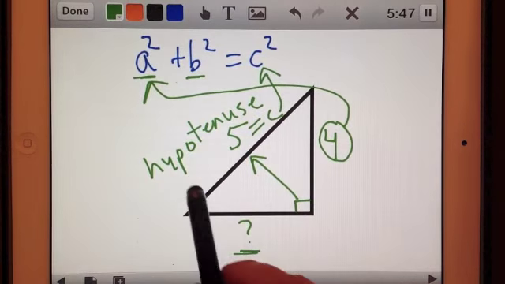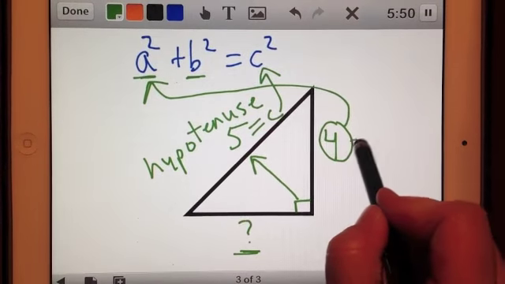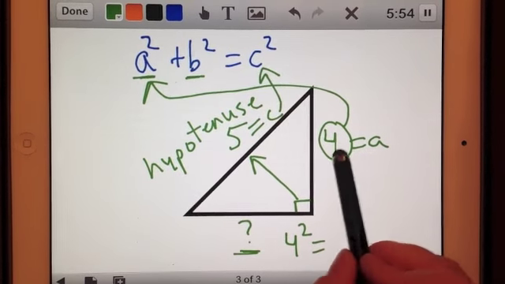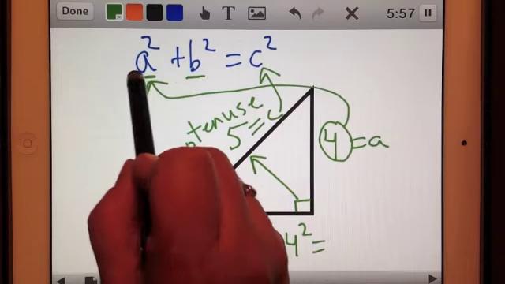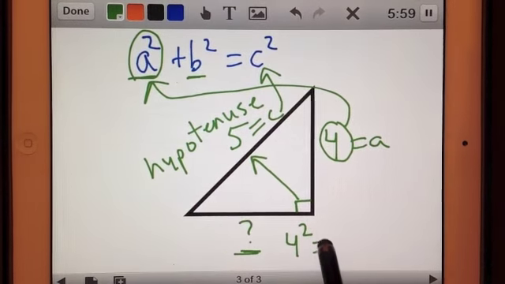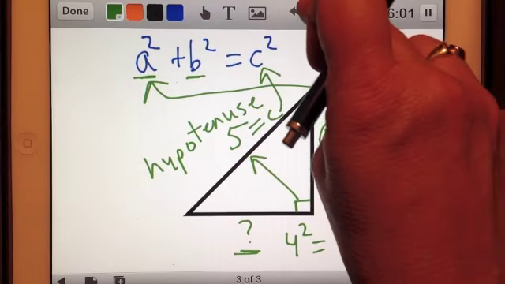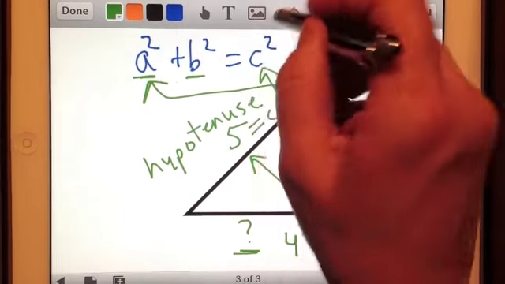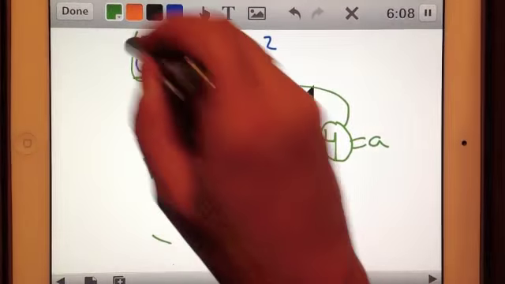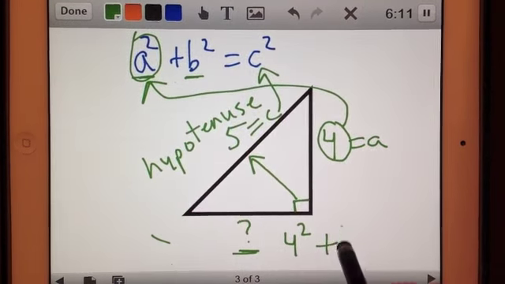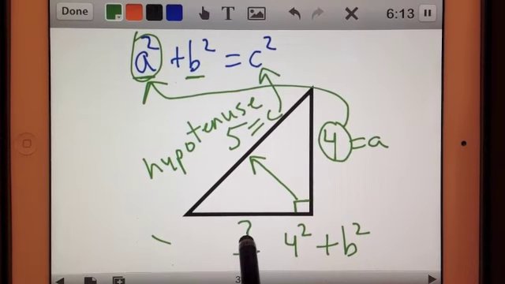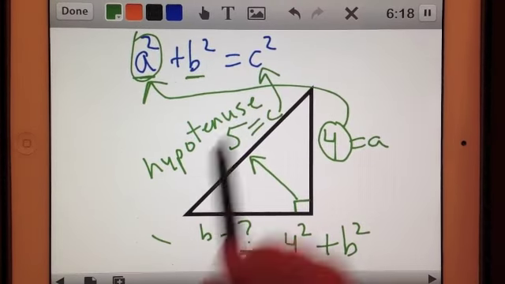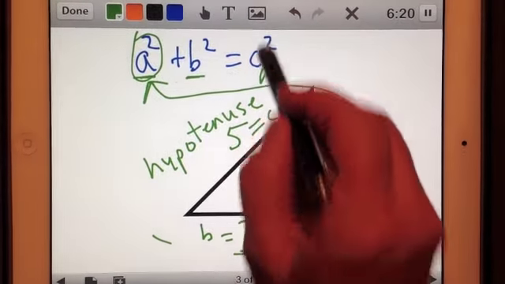Okay? So if I make 4 equal A, then I'm going to substitute the numbers that I know into this formula. So I have A squared, which is 4. I didn't write that down. Okay, so that means I'm going to have 4 squared, because I just substituted 4 in for A. Plus B squared. I don't know what B is. I'm making this question mark side B. I don't know the length of that side. And equals, and I do know what C squared is.